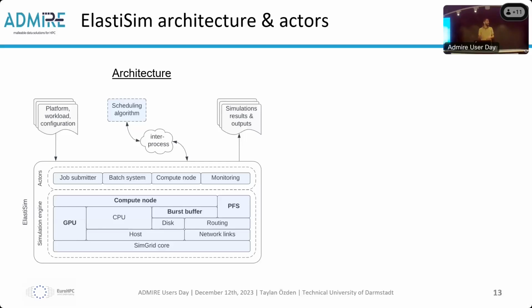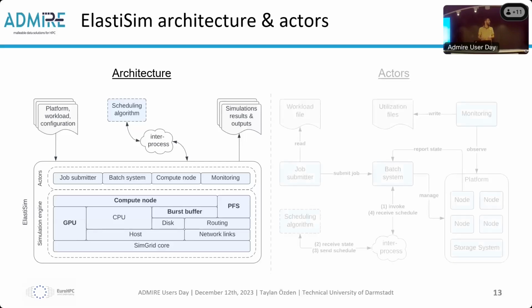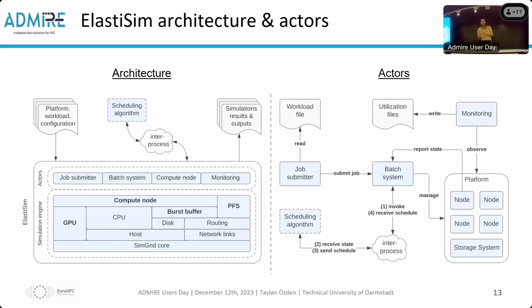The batch system itself, compute nodes that communicate with the batch system, a monitoring module, and the actors look essentially something like this. So you have the batch system in the middle, and the job submitter is essentially submitting the jobs, reading the workload file. You have then the platform that is managed by the batch system.